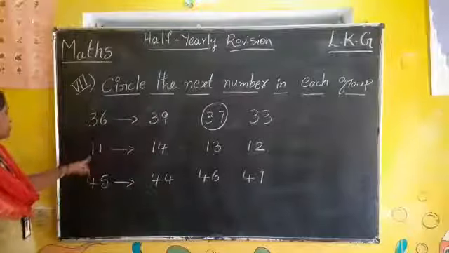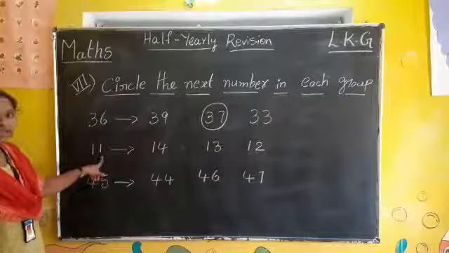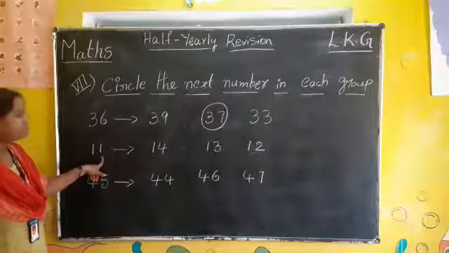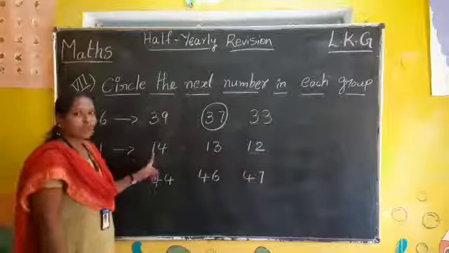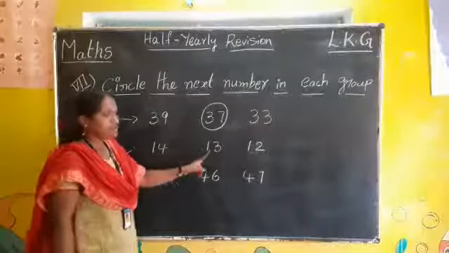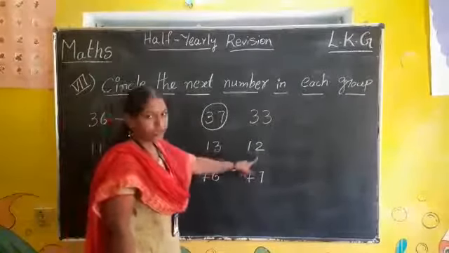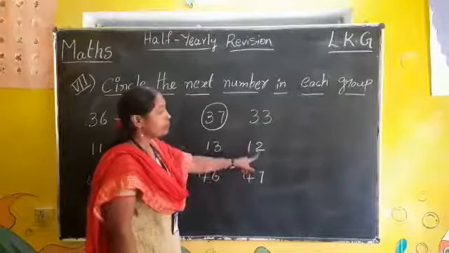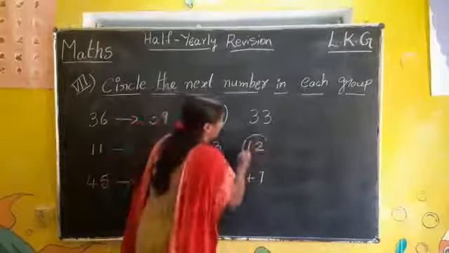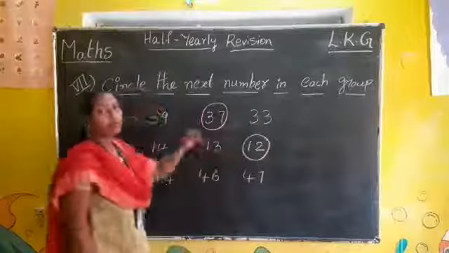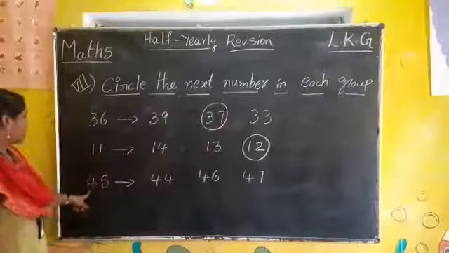Now next, 1, 1, 11. After 11, which number will come? Come and look here. 1, 4, 14. 1, 3, 13. 1, 2, 12. Yes, 1, 2, 12. After 11, 1, 2, 12.